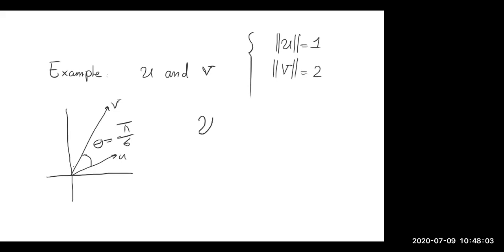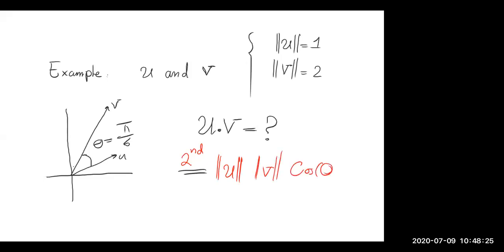And the question is, what is u dot v? What is the inner product of u and v? Now that we don't know the coordinates, we should use the second way to compute the inner product. The second way says the inner product is the length of u, times the length of v, times the cosine of the angle between them. So here the length of u is 1, the length of v is 2. We should multiply by cosine of pi over 6.